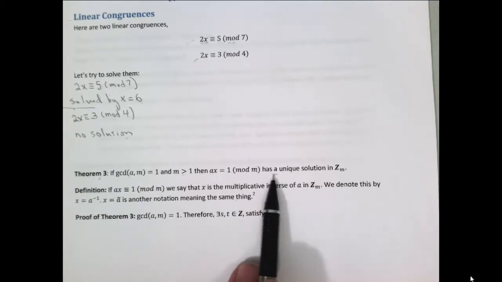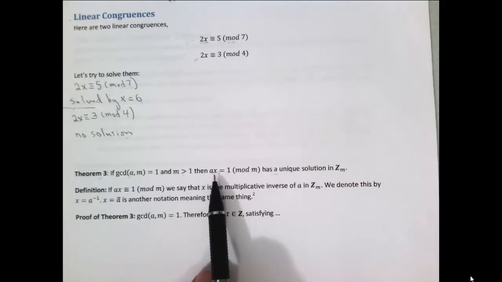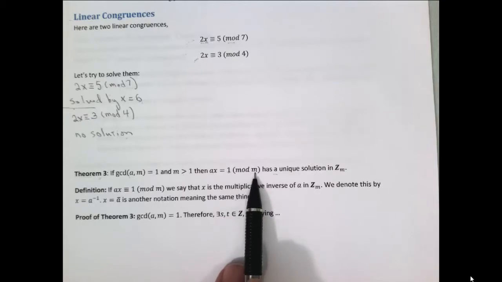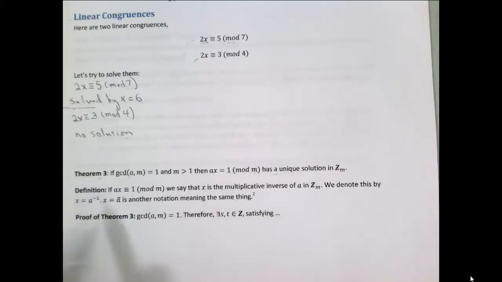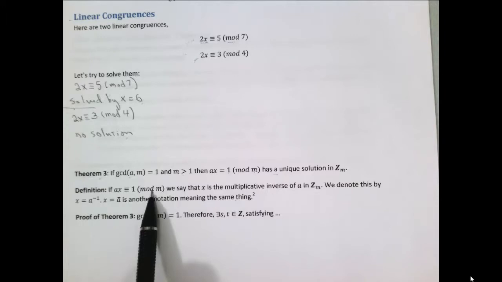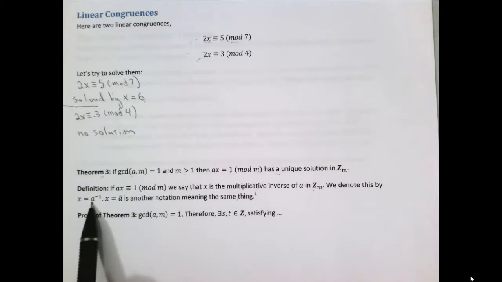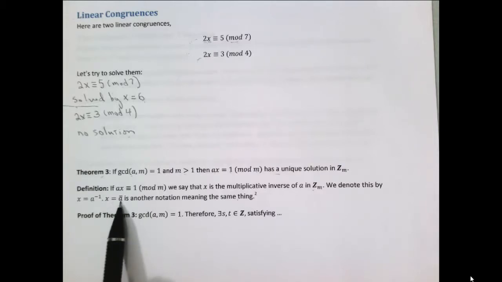If that is the case, it will also allow us to solve the linear congruence ax is congruent to b modulo m for any b that we might choose. Now, just a quick definition: if ax is congruent to 1 modulo m, then we say that x is the multiplicative inverse of a in the ring Z sub m. We denote this by the notation x is equal to a inverse. Another much less common notation is that x equals a with a bar over the top. We probably read that as a bar. The meaning is the same. This is a much less common notation. However, it is used in our current textbook, and therefore we won't be able to avoid it.